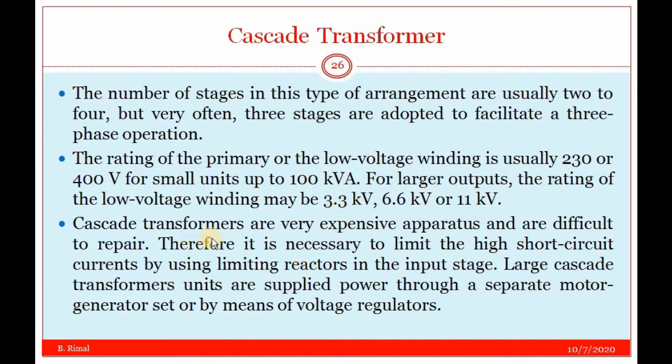Cascade transformers are very expensive apparatus, so they must be protected. We must have a good protection scheme for these test transformers, so it is necessary to limit the high short circuit current by using a limiting reactor in the input stage. Large cascaded transformers are supplied power through a separate motor generator set or by means of special voltage regulators. These are for cascade transformer.